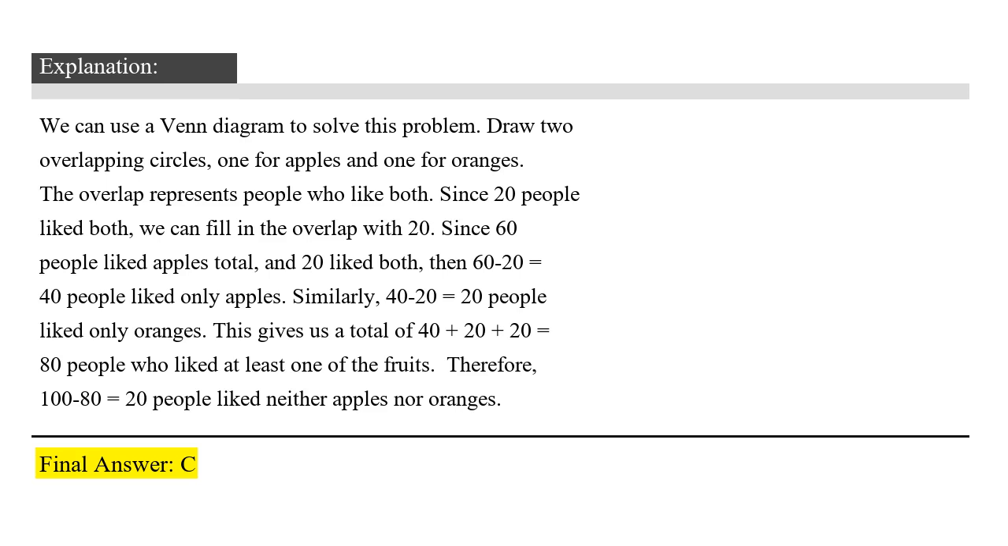This gives us a total of 40 plus 20 is equal to 80 people who liked at least one of the fruits. Therefore, 100 minus 80 is equal to 20 people liked neither apples nor oranges.